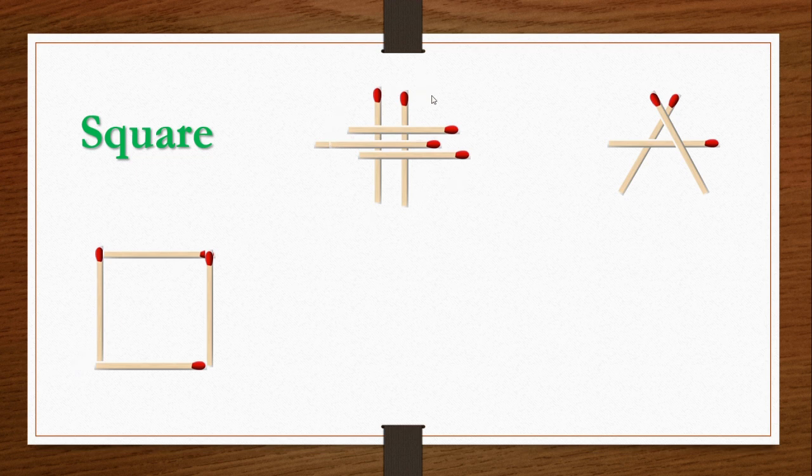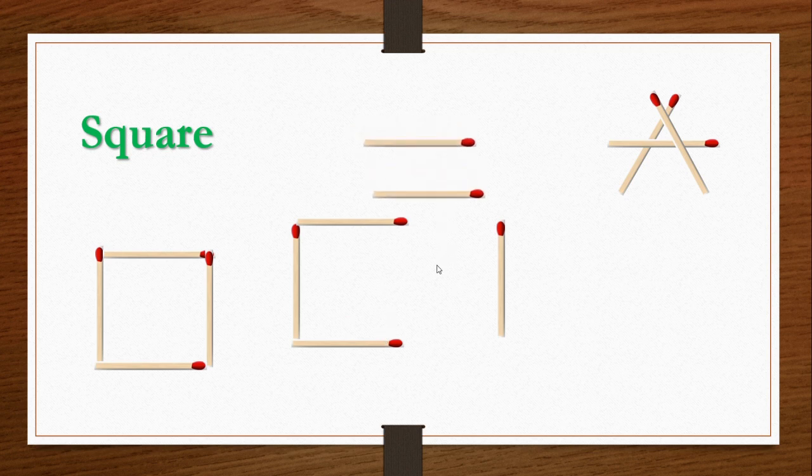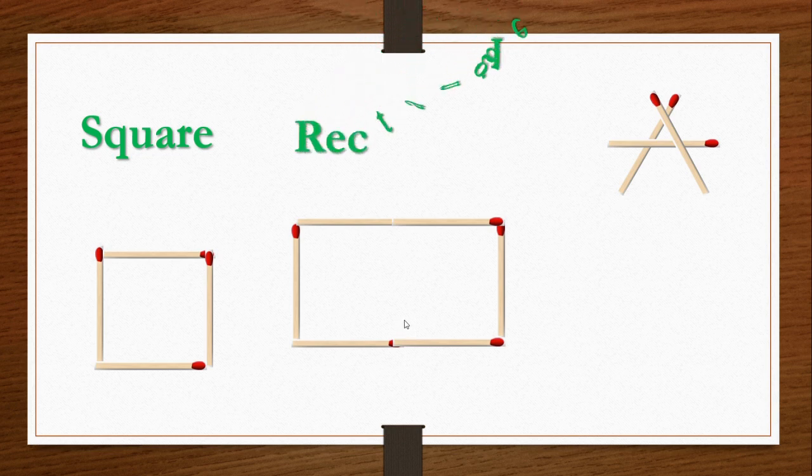Okay, we will move to the second one. Here also I have some matchsticks. I will use them to make one more shape. See, here I kept it like this. Then I will take 2 more and I will keep them like this. And I will take 2 more and I will place them here. What is the name of this figure? Identify. Yes, this is a rectangle.